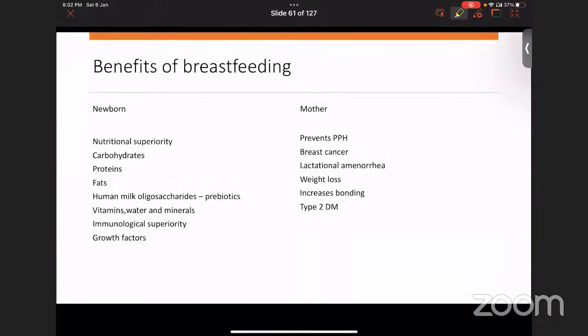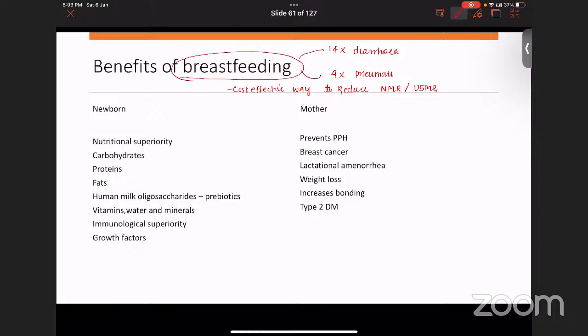Before we go further, what is the benefit of breastfeeding? Normally you should know any baby who is given breastfeeding has a 14-time reduction in diarrhea and a 4-time reduction in pneumonia. And it is a cost-effective way to reduce the neonatal mortality rate and the under-5 mortality rate. So the Government of India is promoting breastfeeding. This is a very simple way to prevent infection, complications, and malnutrition. So breastfeeding is a must for the child.